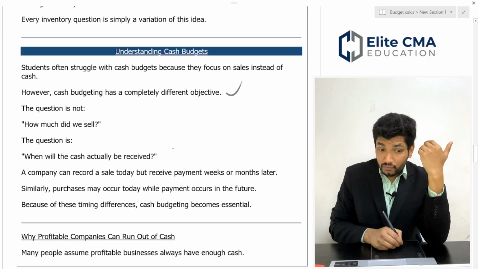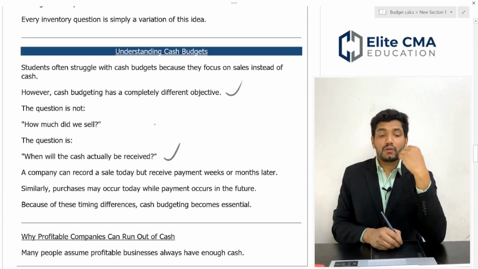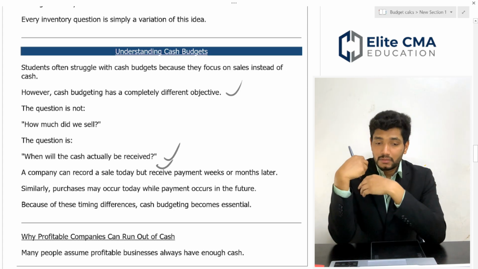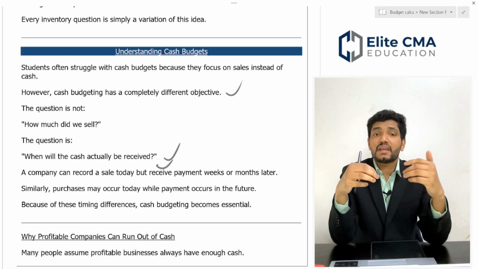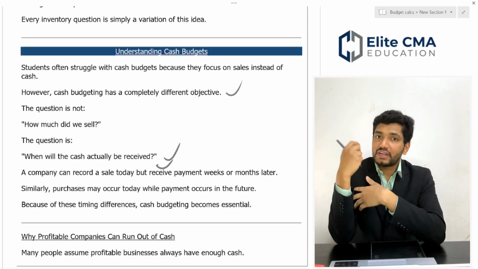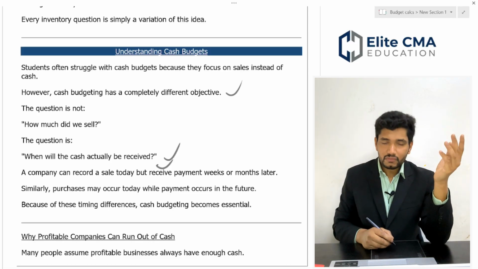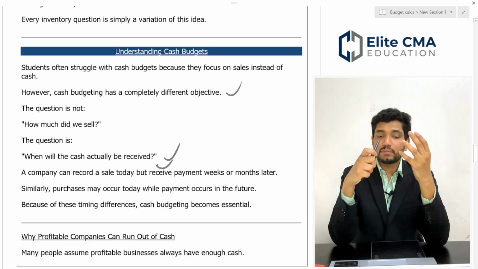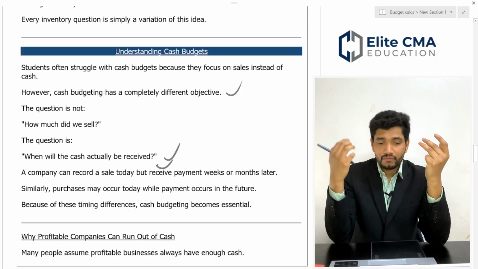When will the cash actually be received? A company can record sales today, but they receive payment weeks or months later. It can happen, especially if your company has credit sales, you can make the sales today, but the collection will happen maybe only after several months. At the same time, the purchase can also happen the same, because the purchase can happen today, but the payment can occur in the future.